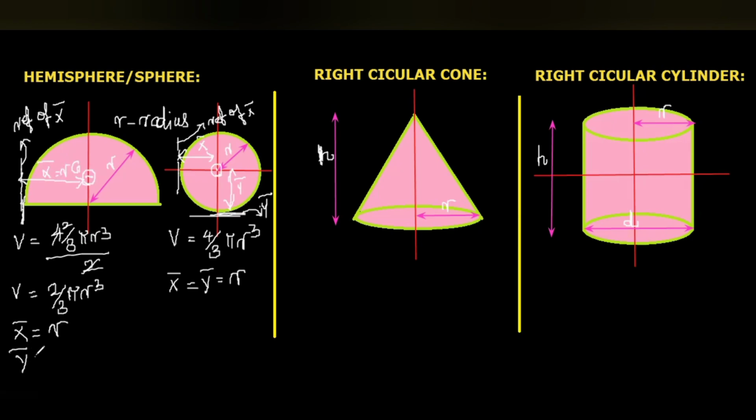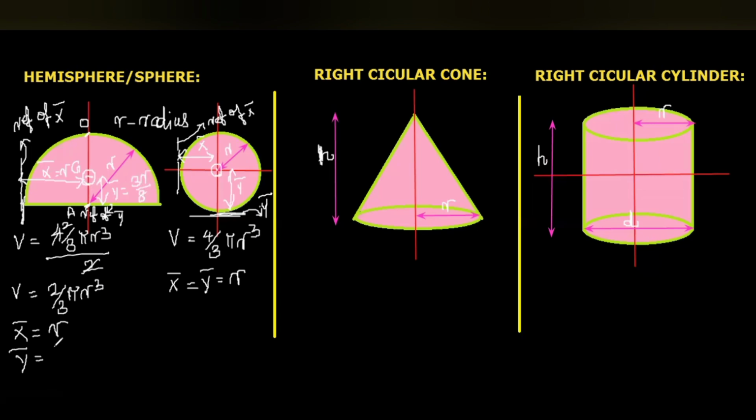Then y bar. Here this line is the reference line for the y bar calculation, and this is the distance of y bar. If I take this point as A and this point as O, we have to measure from A only, the bottommost line, which is the reference for y bar. That is 3r by 8.